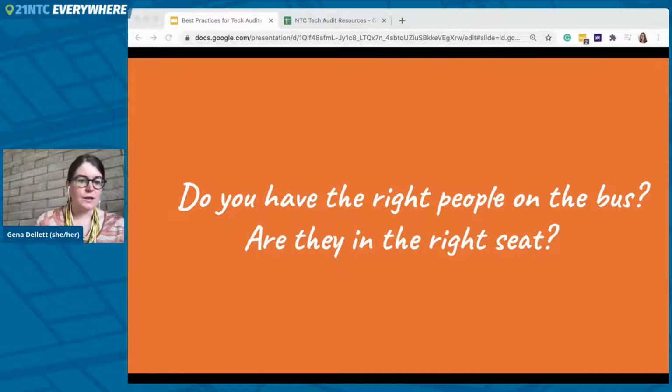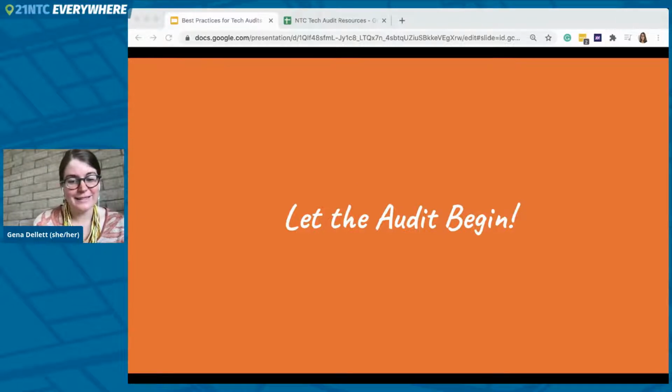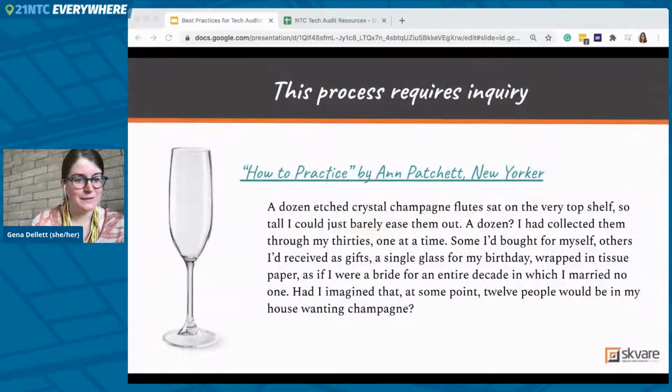So in short, do you have the right people on your bus? And maybe you do, but are they in the right seat? And so this is the big step one, that we're not talking about anything related to technology. Technology is a mirror, technology is a tool, and it's humans that are the ones that successfully use tools, whatever the tool is. So let's get started on some resources.